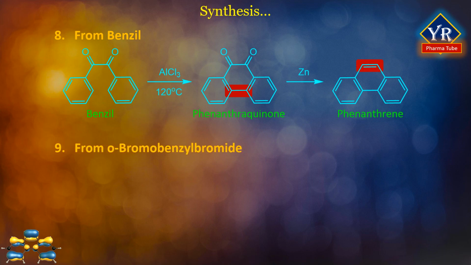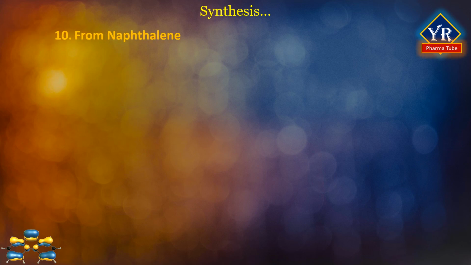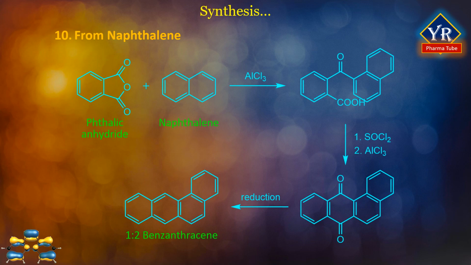From ortho-bromobenzyl bromide. When two molecules of ortho-bromobenzyl bromide react with sodium, it produces 9,10-dihydrophenanthrene. This, upon oxidation, forms phenanthrene. Many other methods are also possible for the synthesis of phenanthrene. By starting with naphthalene, phenanthrene and some of its derivatives may be obtained. By using phthalic anhydride, two new aromatic rings may be built on, as in the synthesis of 1,2-benzanthracene.